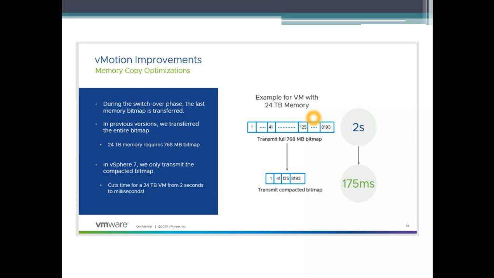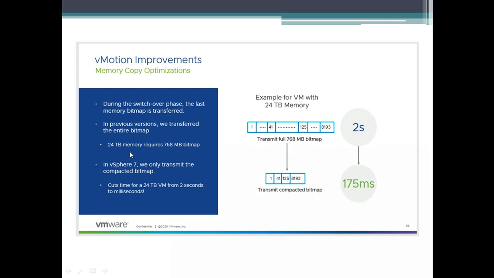During the switchover phase, the last memory bitmap is transferred. So assume that we did the vMotion and this is just before the switchover phase, and we are assuming it's 24 terabytes of memory on that VM which we are moving now. In previous versions we transferred the entire bitmap, which was all these bits which you can see here, and it's around 768 MB of bitmap, which takes around 2 seconds.